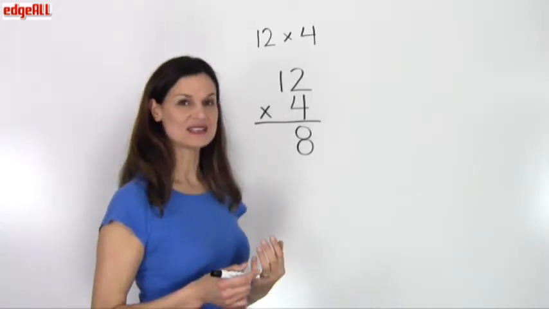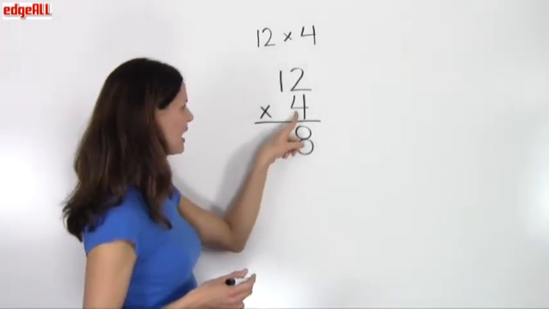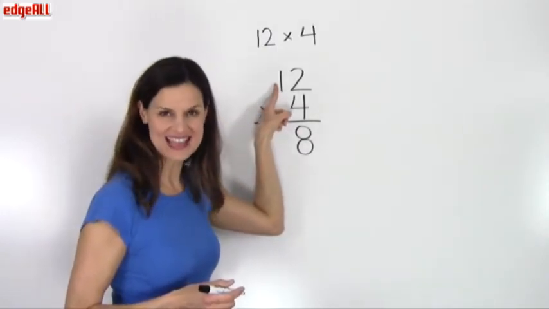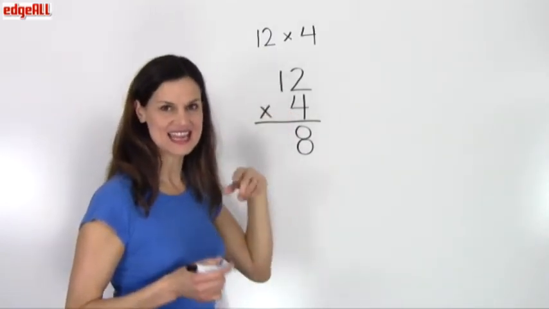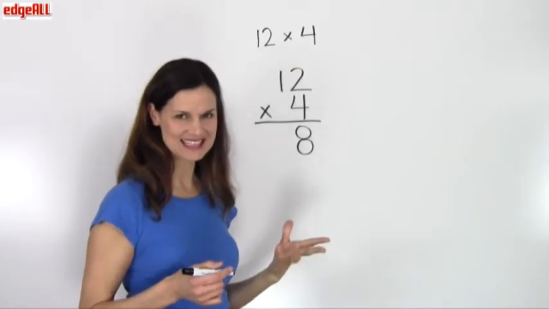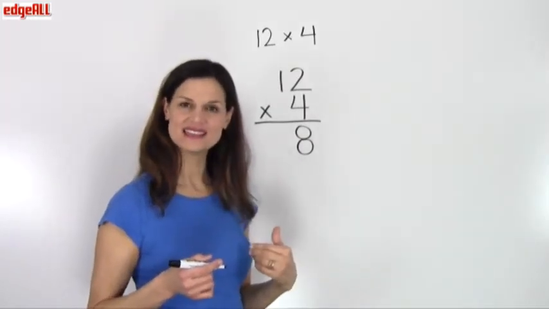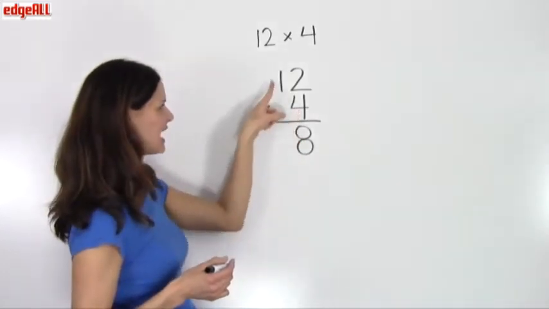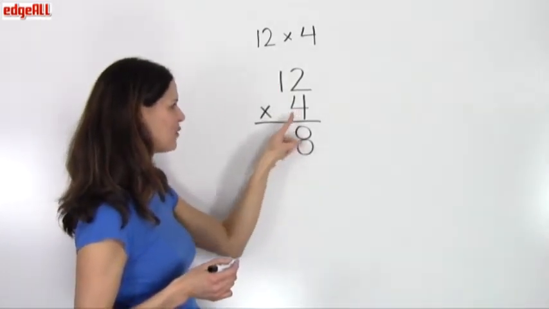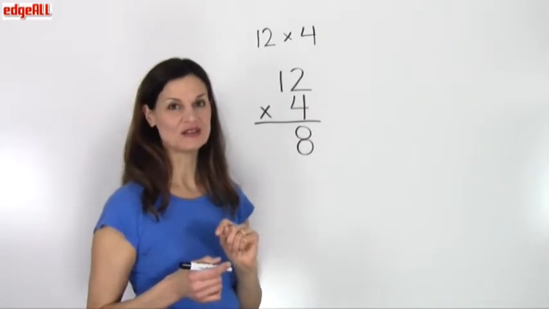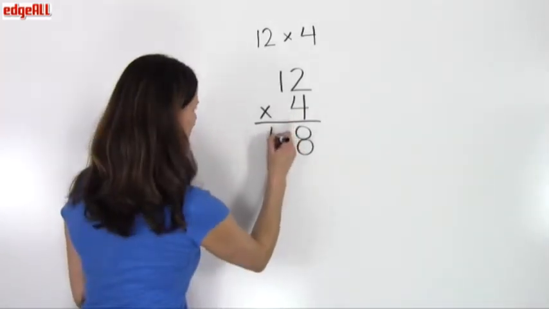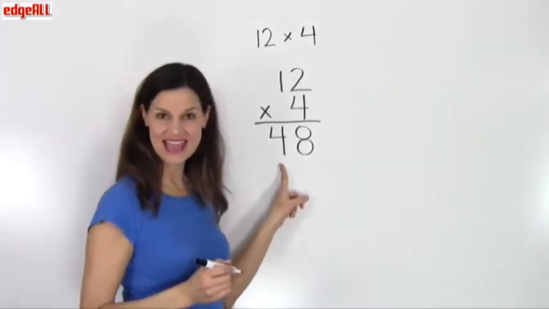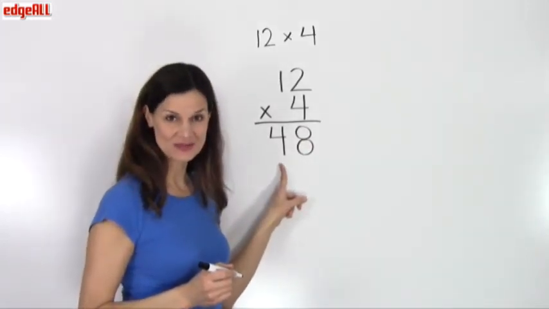Secondly, I want to multiply the 4 by the number that's in the tens place. And in this case, the number that's in the tens place of my 12 is the number 1. And so I'm going to multiply 4 times 1, or 1 times 4, and my product is 4. And so I'm going to place the 4 right here in the tens place of my answer.